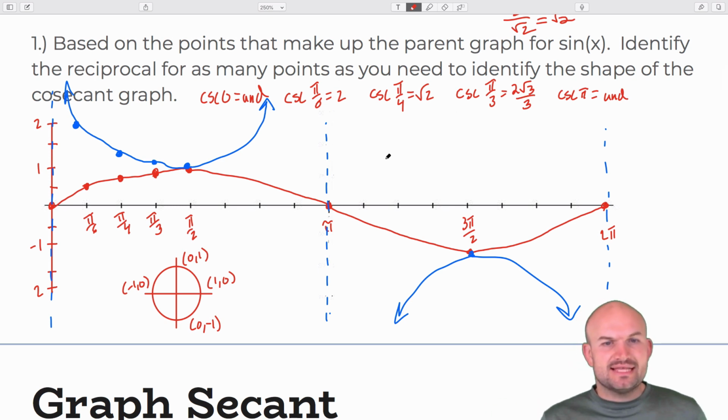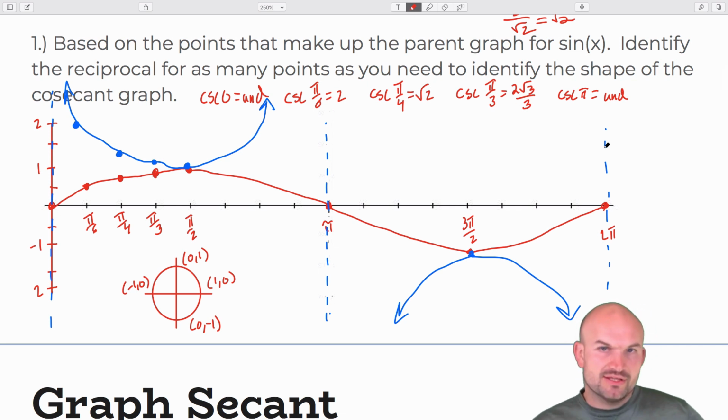Then I asked them, why don't we go ahead and find the cosecant? And rather than doing the cosecant for each and every one of those points, let's just do the first quadrant. So I asked them to do the cosecant of 0, cosecant of pi over 6, cosecant of pi over 4, cosecant of pi over 3, and the cosecant of pi.